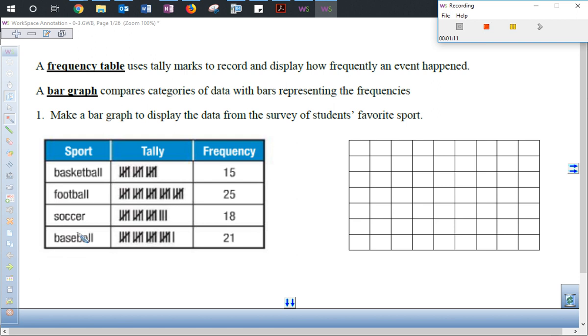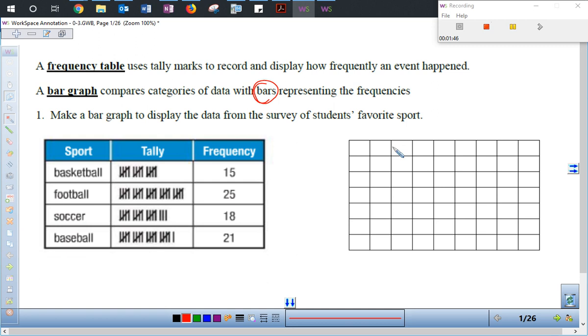Now, the next type of graph that we're going to talk about is a bar graph. And a bar graph compares categories of data with bars representing the frequencies. So we're going to take this information from the frequency table and create a bar graph.